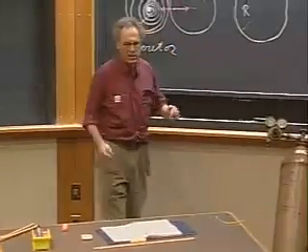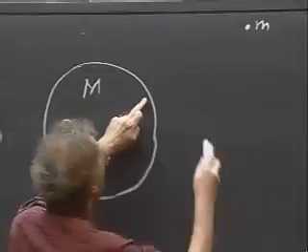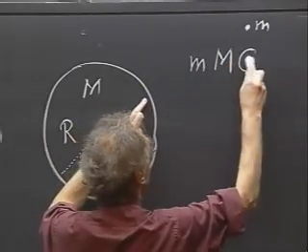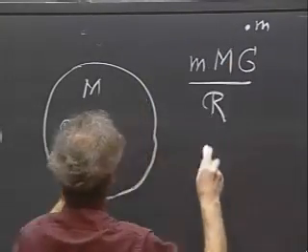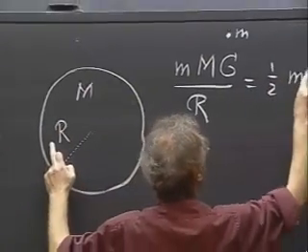Gravitational potential energy is converted to kinetic energy. And when the object reaches here, the amount of gravitational potential energy that is released is mMG divided by r. And that is all converted to 1/2 mv squared.